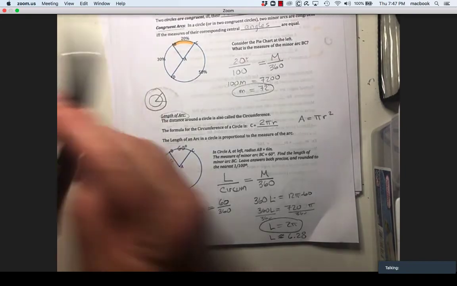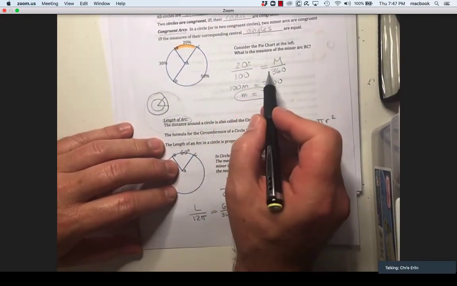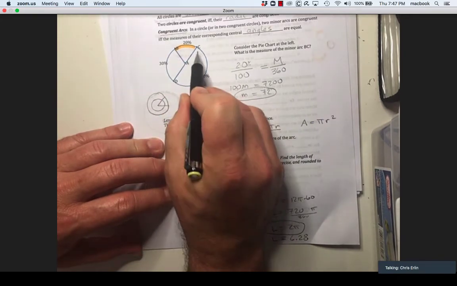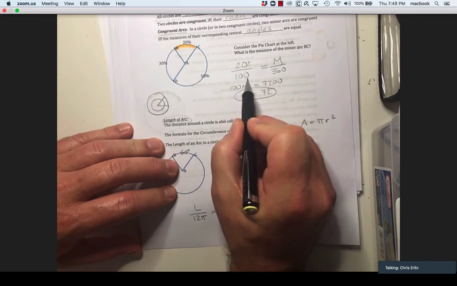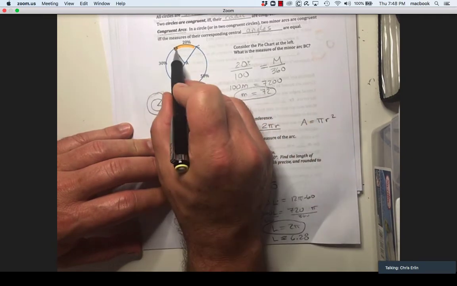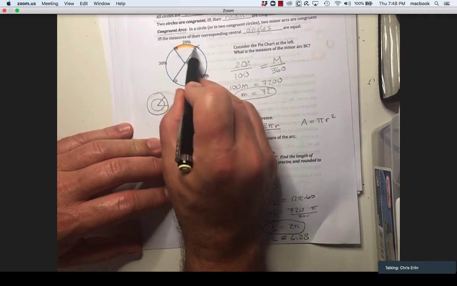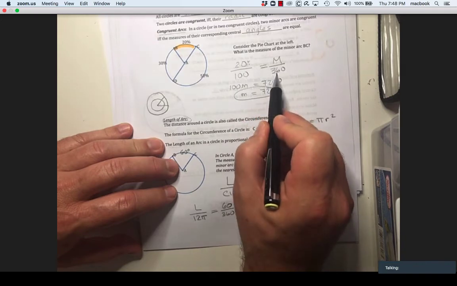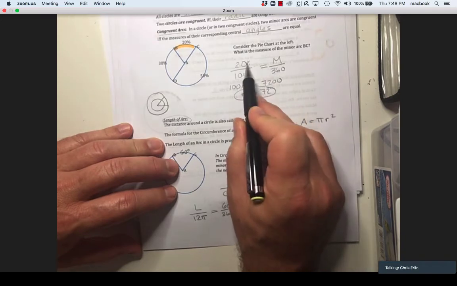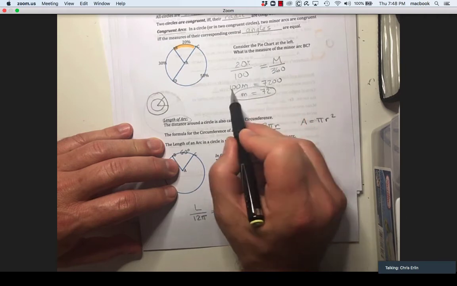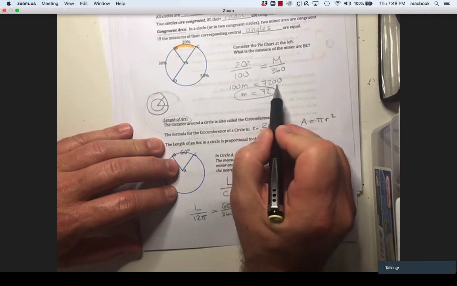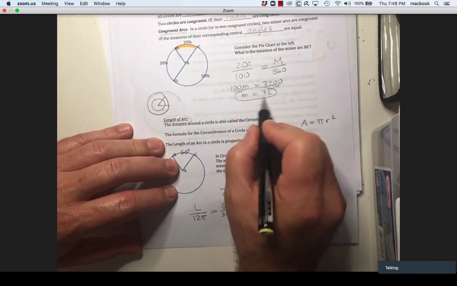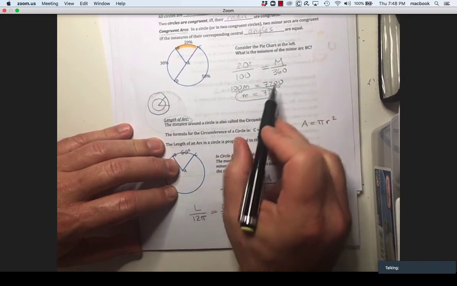Well, I'm going to suggest that the way to do this is by using proportions. 20% is out of the full 100. So 20 is to 100, as the degrees measure is to the full degrees in a circle, which is 360. So 20 is to 100 as n is to 360. That's a valid proportion. Therefore, I can cross multiply to solve. 100n equals 7200. Divide by 100. I get n is equal to 72 degrees. That's the measure of this arc.